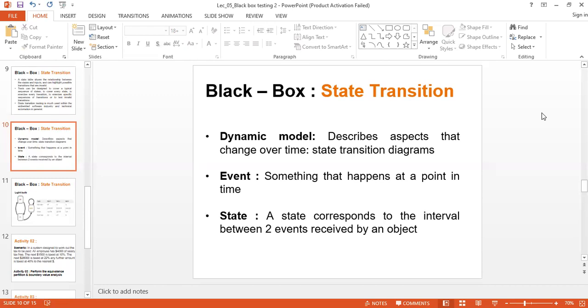transitions. Like I said, switching the bulb on, switching the bulb off, etc., right? So the dynamic model is similar to the state transition diagram, not just similar, it is exactly the state transition diagram. And we have a word called event. An event is something that happens at a point in time.